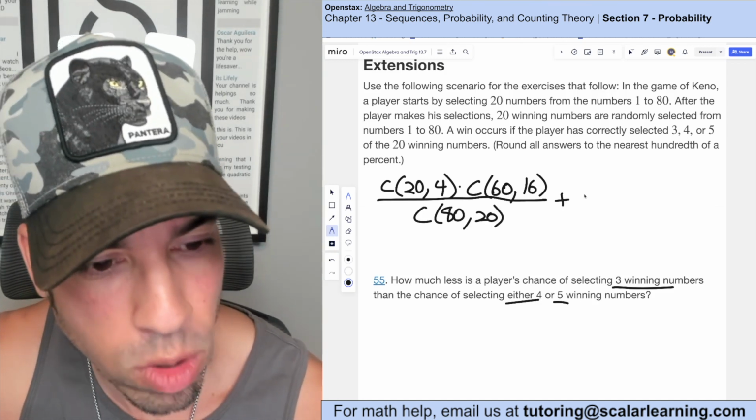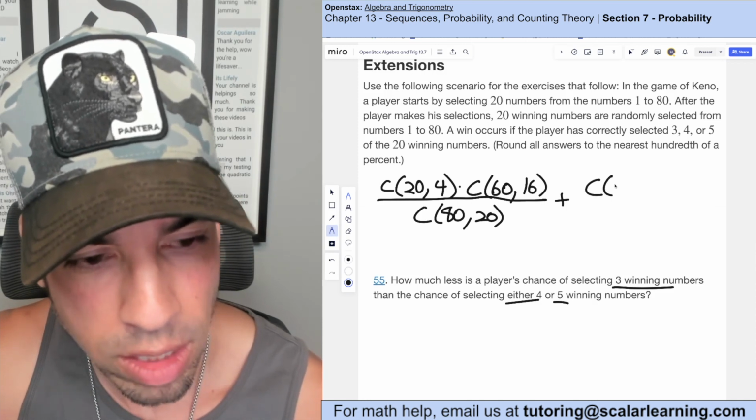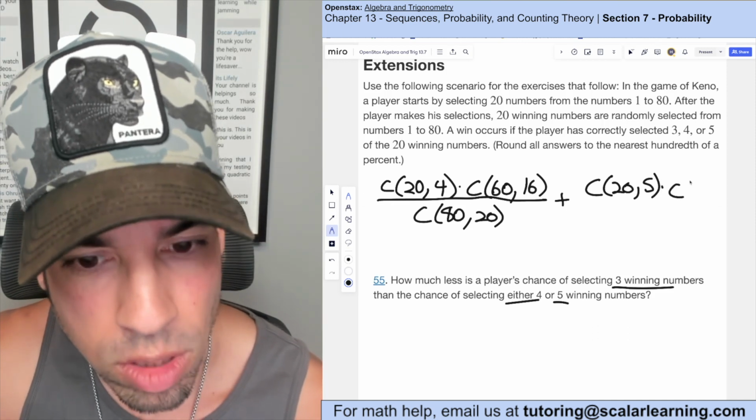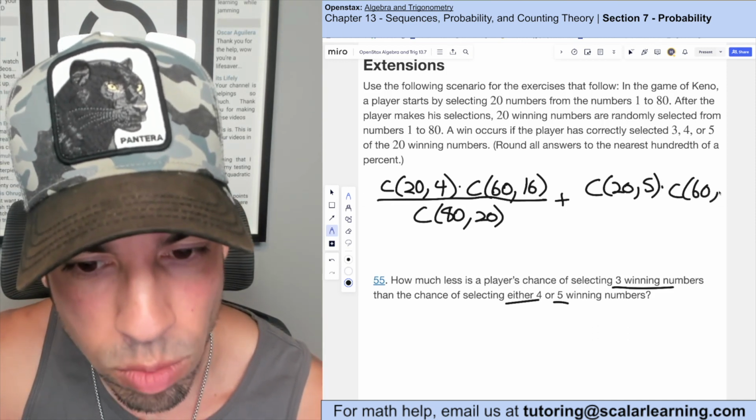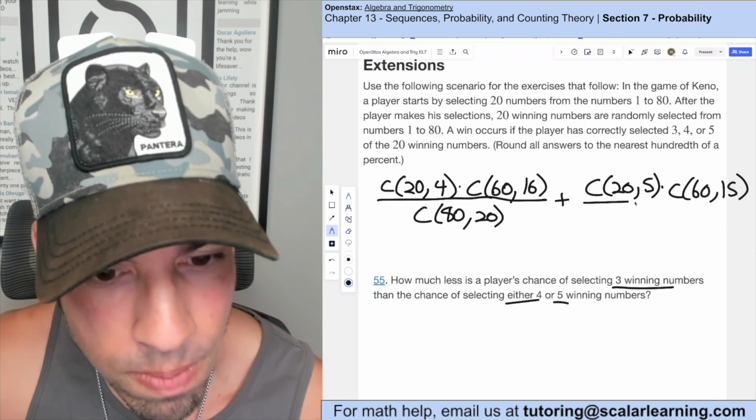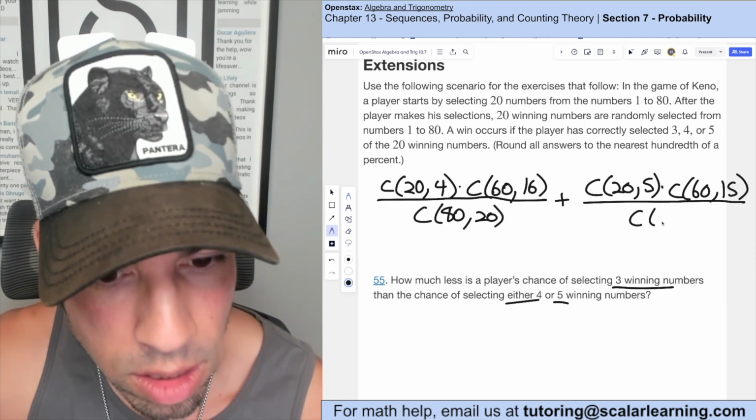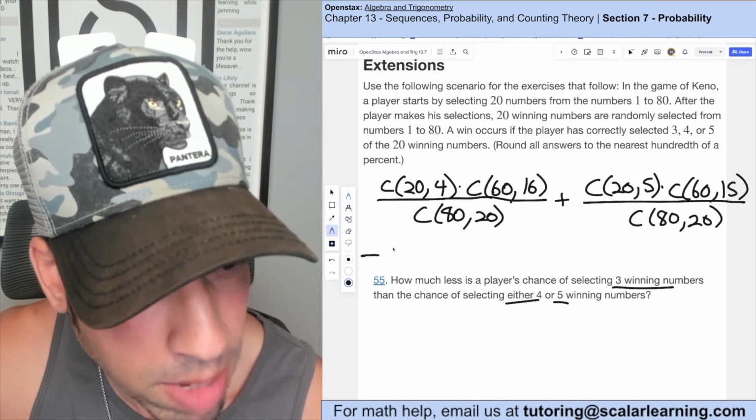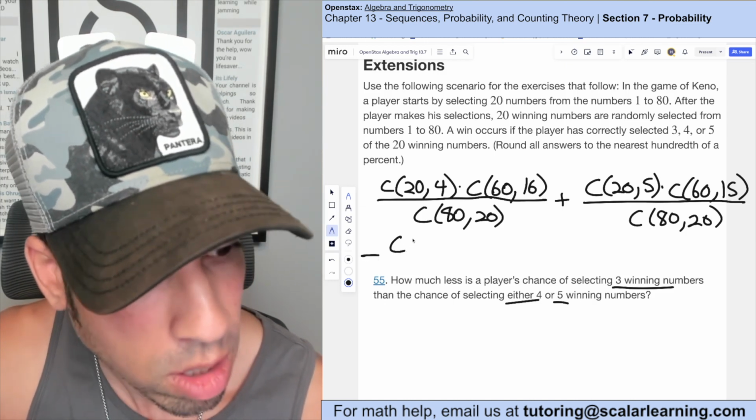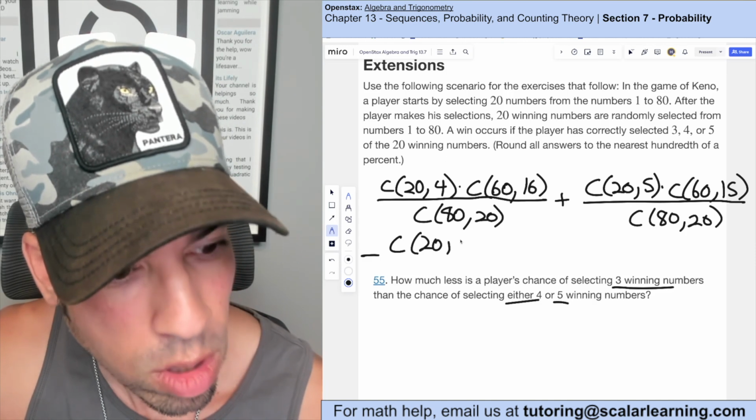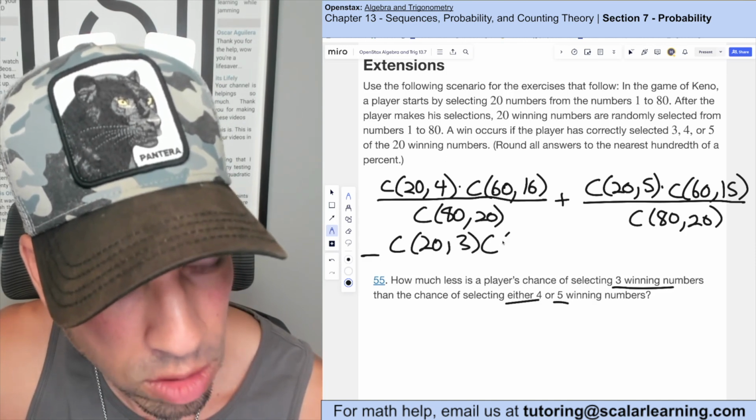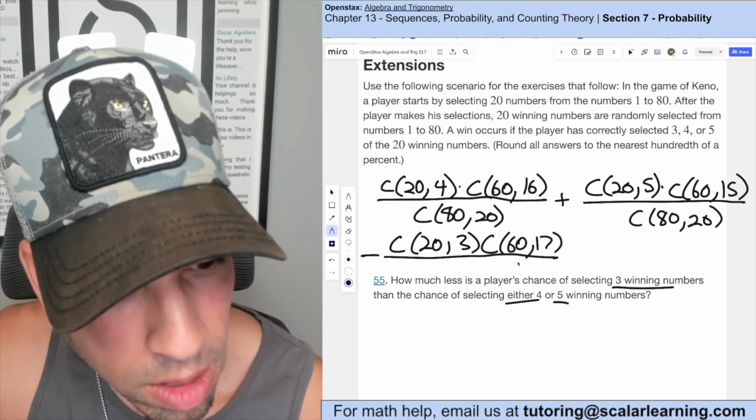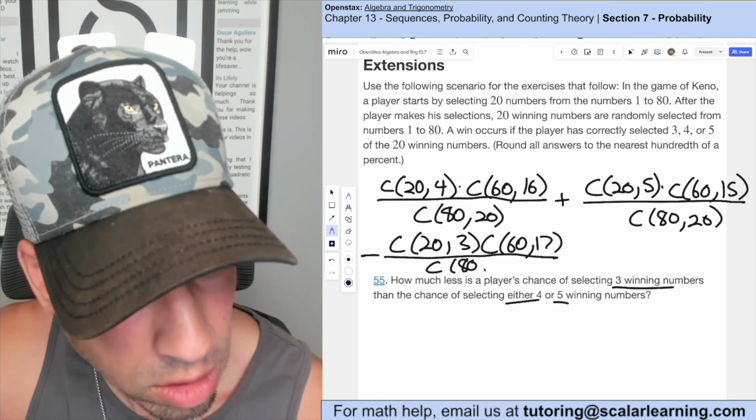So this is 4 numbers. Now we have to add this to getting all 5 correct. That would be 20 choose 5 out of the correct values, times a total of 60 incorrect ones, and we're choosing the remaining 15 from there. And this is over the combination, once again, of 80, 20, as they all will be. And then last but not least, we're subtracting the combination of getting just 3 winning numbers. So 20, 3, and then the remaining 60 incorrect. We're choosing 17, again, just to get that full 20. And then this is divided by 80 choose 20.